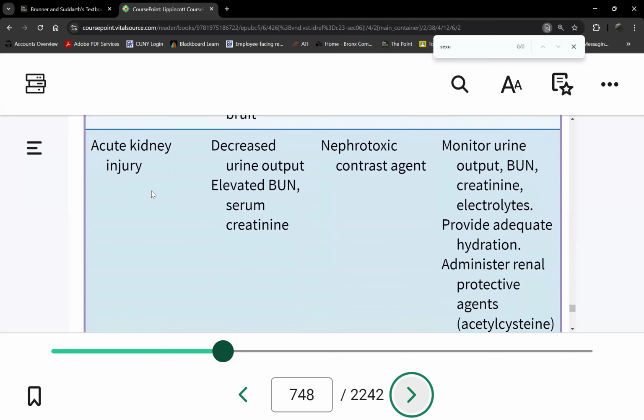ABM, AKI. What type of AKI is this? Pre, intra, or post-renal? In a PCI, what type of AKI can result? Pre, intra, or post? Pre, or it can also be intra.